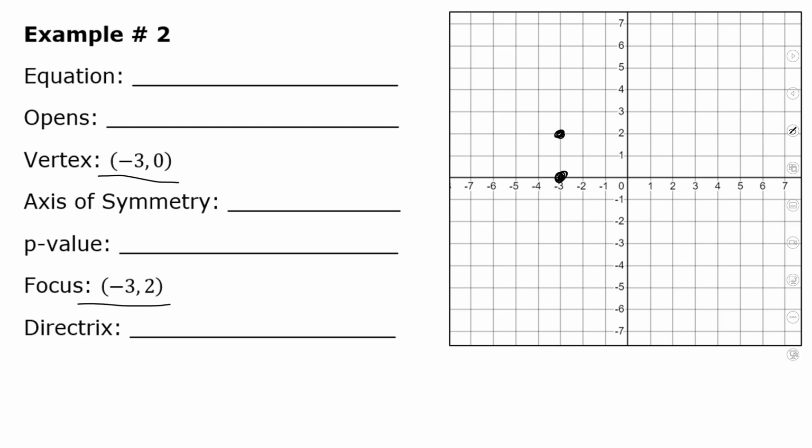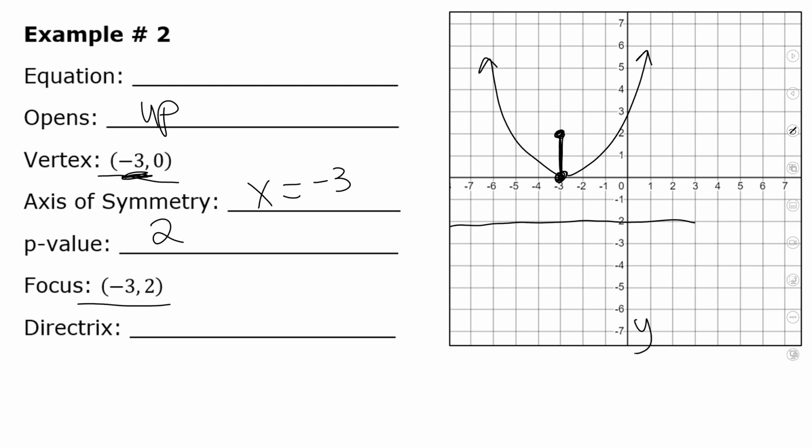So guys, which way should I draw it? Up. Why do we know we need to draw it up and not down? The focus is inside. The focus has to be inside. Thank you. Okay, so that means we're going to open up. And what's my axis of symmetry? X equals negative 3. Yes, x equals negative 3. It's going to be the same as the vertex value for x. All right, now how far are these 2 points? 2. So my p-value is 2. That means my directrix also needs to be 2 spaces outside. This crosses the y-axis at negative 2.